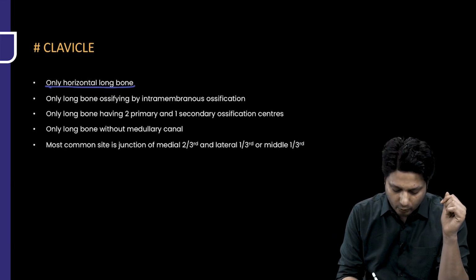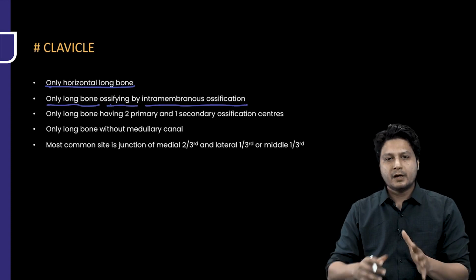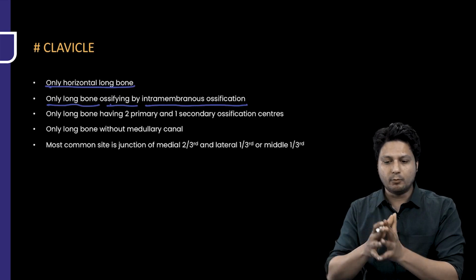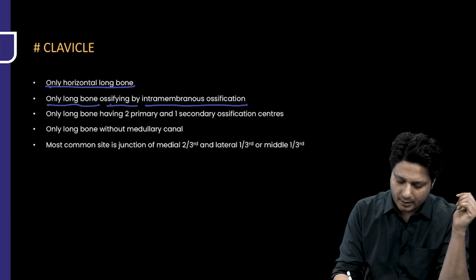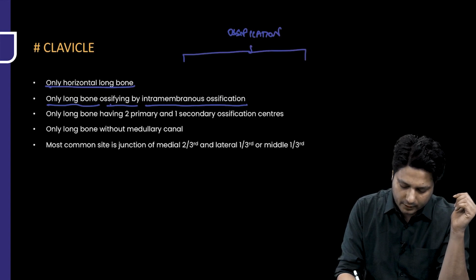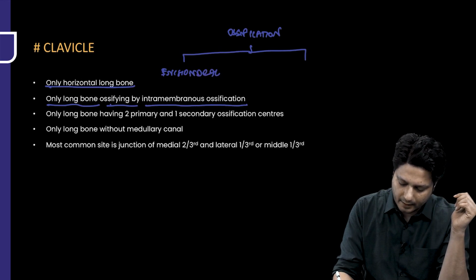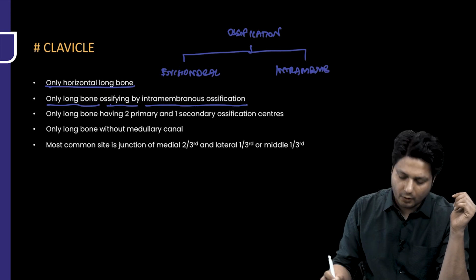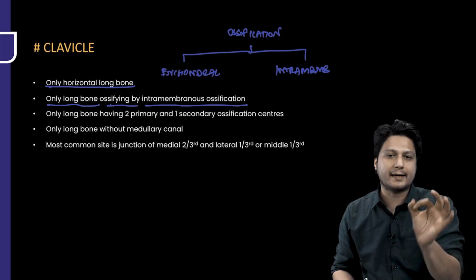Next, this is the only long bone ossifying by intramembranous ossification. Just try to understand that the majority of the long bones, almost all the other long bones, ossify by enchondral ossification. You know, the ossification process is actually of two types. One is enchondral and the other one is intramembranous. Enchondral ossification is responsible for ossifying all the other long bones except for the clavicle.